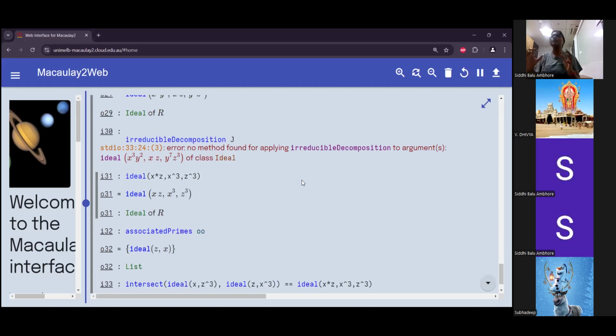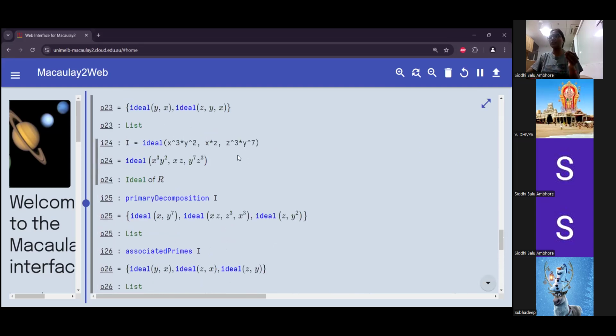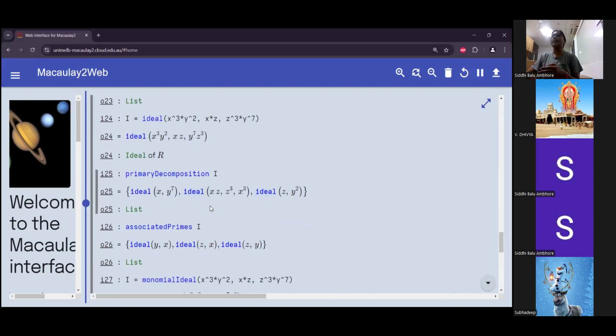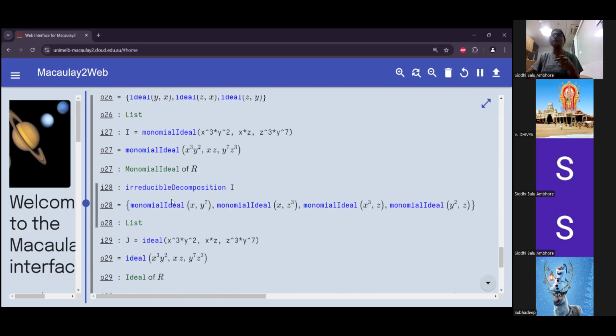So primary decomposition clubs all the primary components which have the same associated prime. When I gave the command primary decomposition of this monomial ideal, it gave me this primary decomposition where each ideal is a primary ideal, but they are not irreducible ideals. But when I did this irreducible decomposition, the components of that intersection are irreducible ideals, which cannot be further written as an intersection of two ideals which properly contain those ideals.